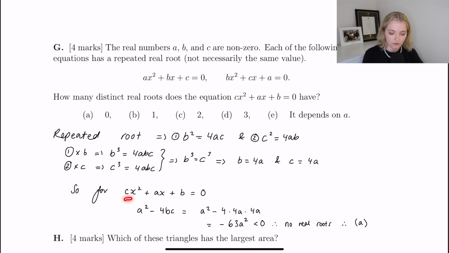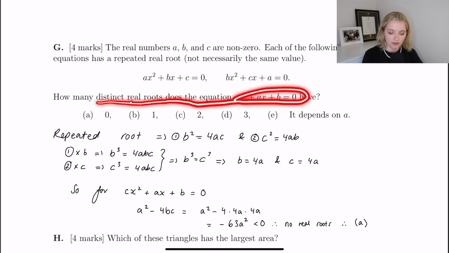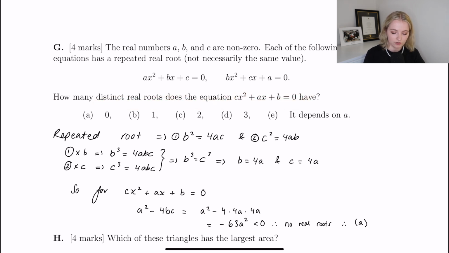So we write down the quadratic equation, and we want to find out how many distinct real roots it has. If we want to look at the distinct real roots, we're going to look at the value inside the square root of the quadratic formula. Typically it would be b squared minus 4ac, but because our letters are labelled a bit differently here, we end up having a squared minus 4bc, which is what we've written here.